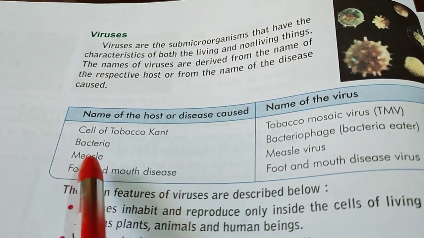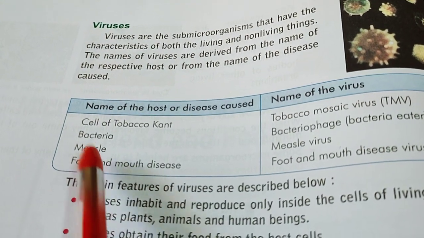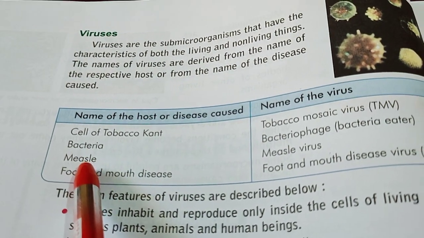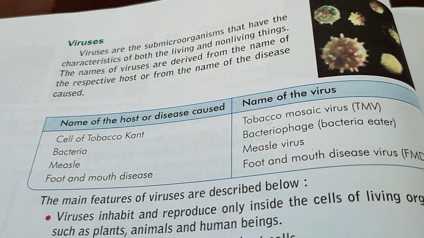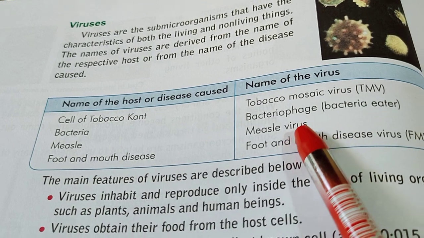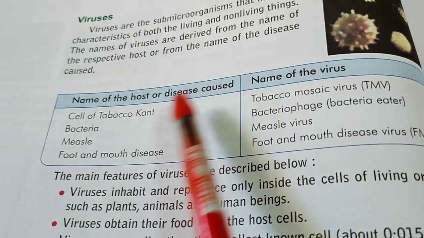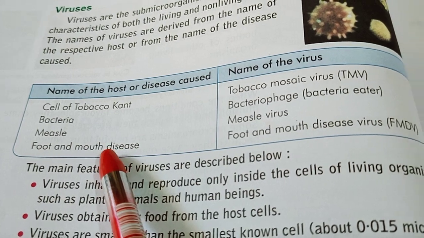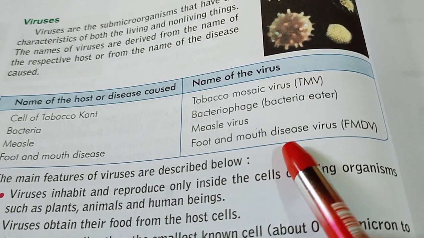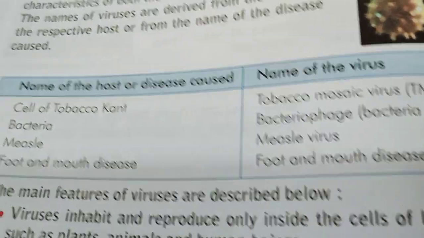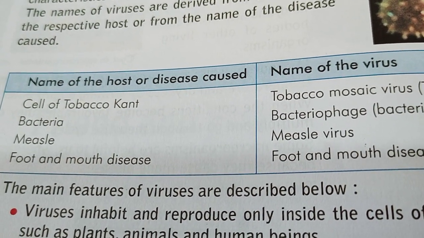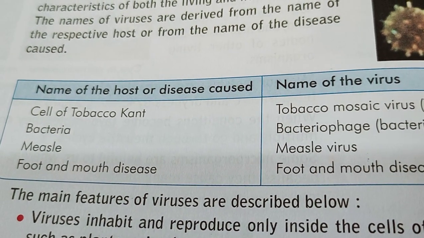Third example, it's the name of the disease, not the host. Name of the disease, measles. Host may be human or any other animals. Name of the virus is measles virus, from the name of the disease. Last example, name of the disease, foot and mouth disease. Name of the virus, FMDV, that is foot and mouth disease virus. These are the 4 examples. You please write down in your classwork copy whatever is taught in the class.